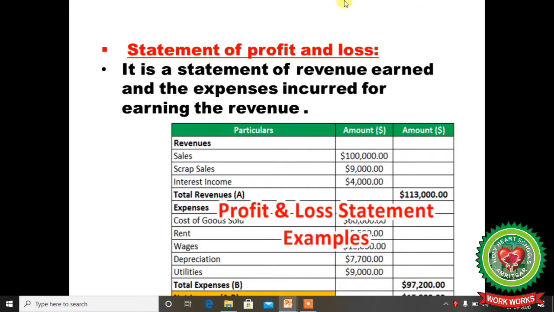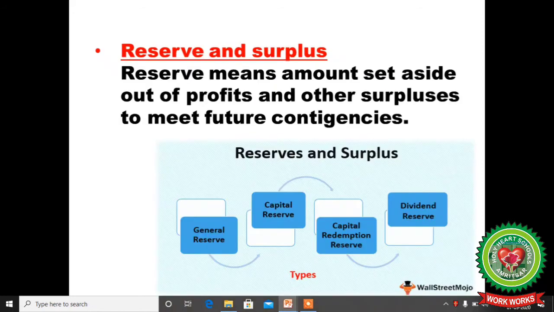Next one is statement of profit and loss account. It is a statement of revenue earned and the expenses incurred for earning the revenue. So this statement shows the revenue portion and expense portion of the company. If the revenue is more and expenses less, then the company is in a profit. Okay, and if the expenses are more and the revenue less, then the company is suffering losses.